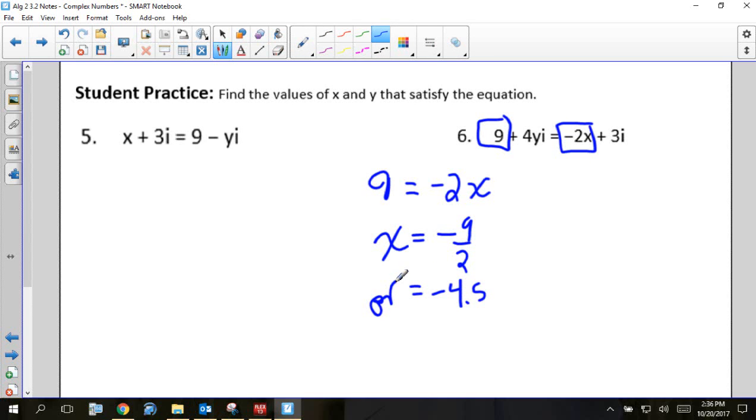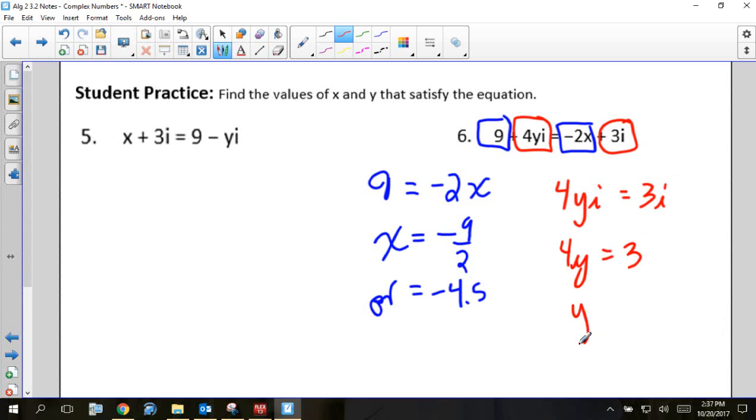And then the other part would be 4yi. That's the imaginary part. So what's the imaginary part of the other side? 3i. So we have 4yi equals 3i. You see how both sides have an i? So I'm going to ignore the i. I'm going to say 4y equals 3. So what's y have to equal? Divide by 4. So what's y equal? 3/4, or you can write 0.75.